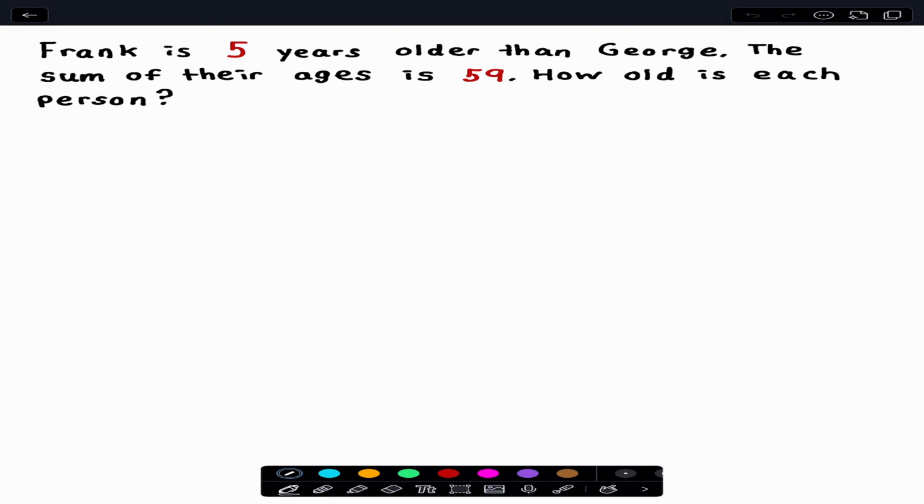As usual, we're going to start with our let statements. Now, I believe I used the letters X and Y in the previous video, and I know those are very common letters to use, but I'm going to switch it up just to show you that it doesn't really matter what letters you use. So let's say George is M years old.